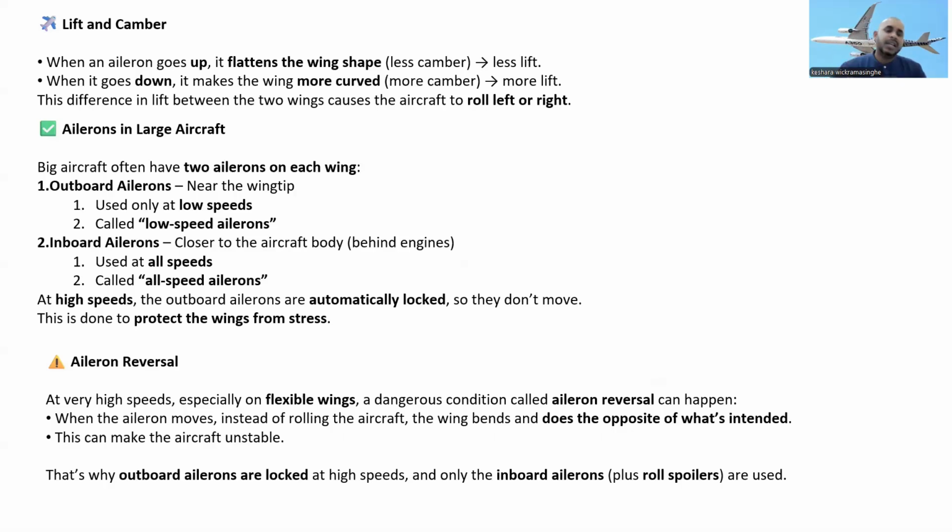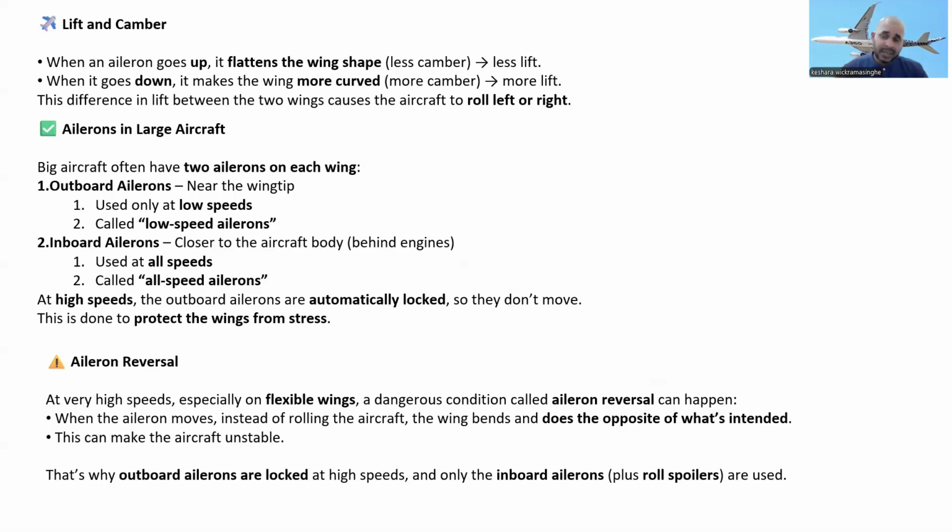All right, now aileron reversal. At very high speed, especially on flexible wings, a dangerous condition called aileron reversal can happen. When the ailerons move, instead of rolling the aircraft, the wing bends and does the opposite of what is intended. This can make the aircraft unstable. That's why outboard ailerons are locked at high speed.